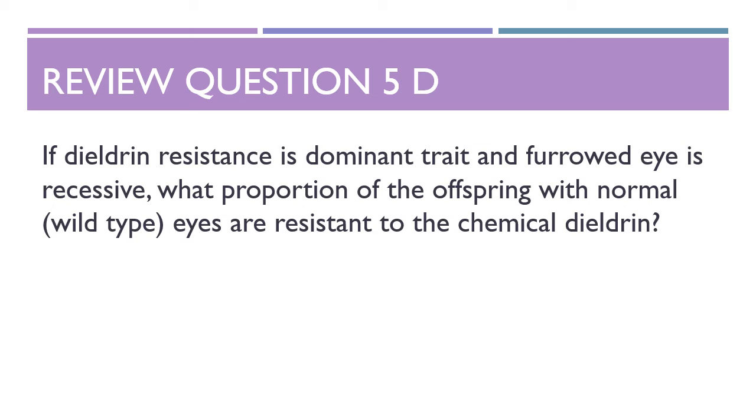Okay, question 5D. If dieldrin resistance is the dominant trait and furrowed eye is recessive, what proportion of the offspring with normal wild-type eyes are resistant to the chemical dieldrin? So let's go through and really look at what those alleles will be and what the phenotype resulting from the alleles will be. So dieldrin resistance is dominant. So remembering that dieldrin is used with that D allele. So if this has the capital D allele, that means that the individual is resistant to dieldrin.